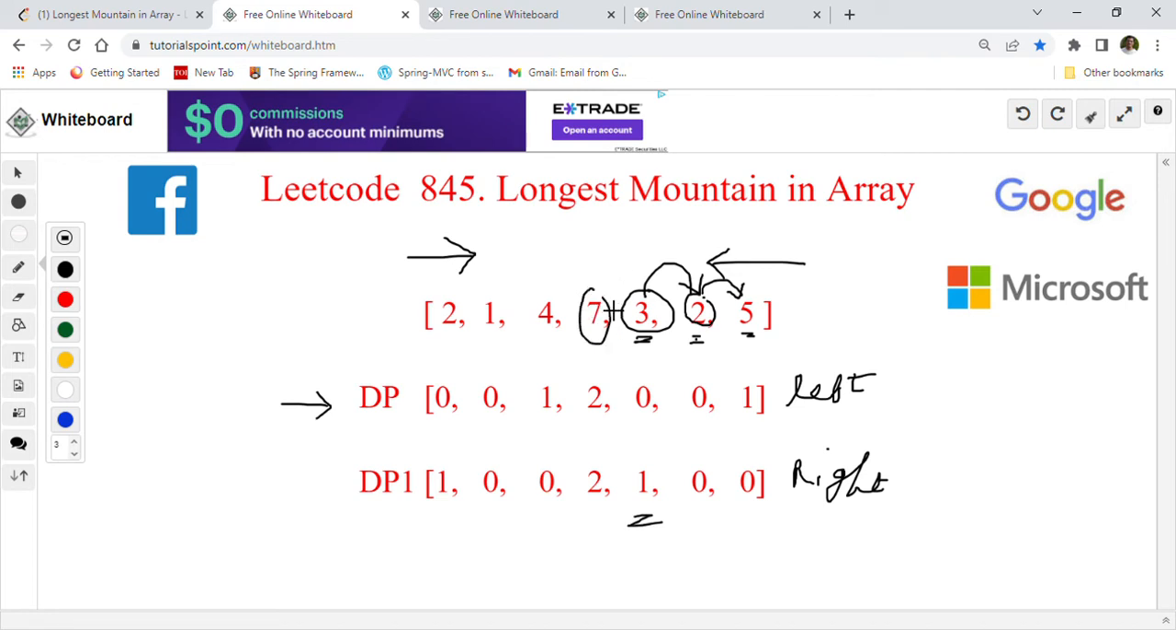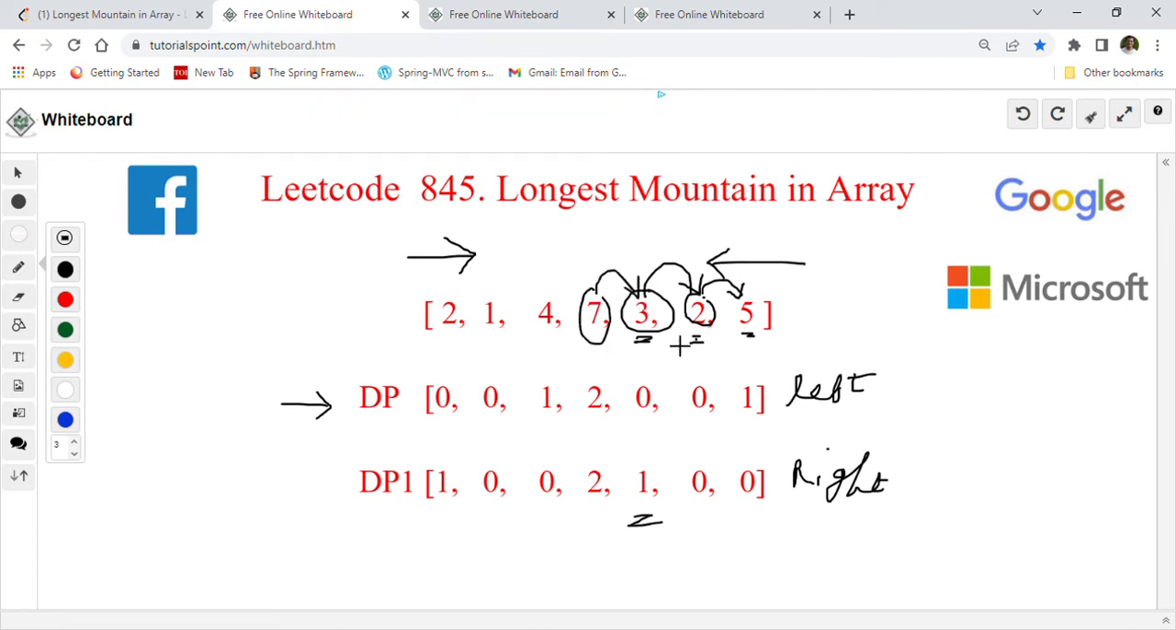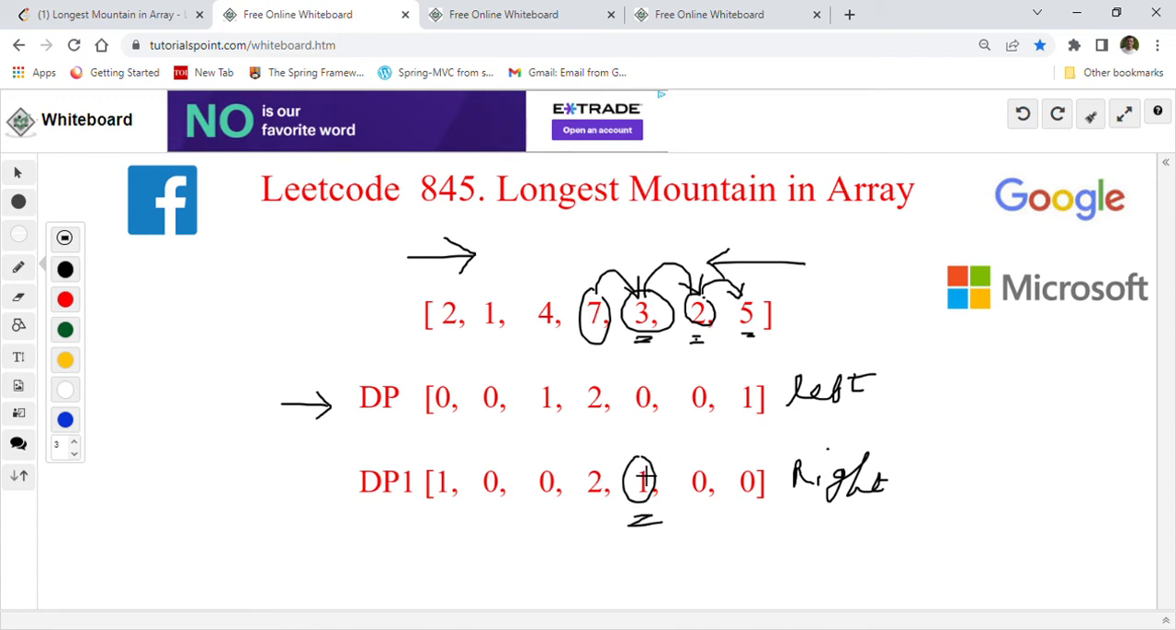So for 7, this right side is smaller, basically, right? So we will add 1 to it, so it will become 2, correct? So it means that we have 2 elements on the right side that can contribute into the mountain array. 5 cannot contribute into the mountain array because it is bigger than 2, right? So the mountain array will look like this: 7 for example, then 3 and then 2, right?